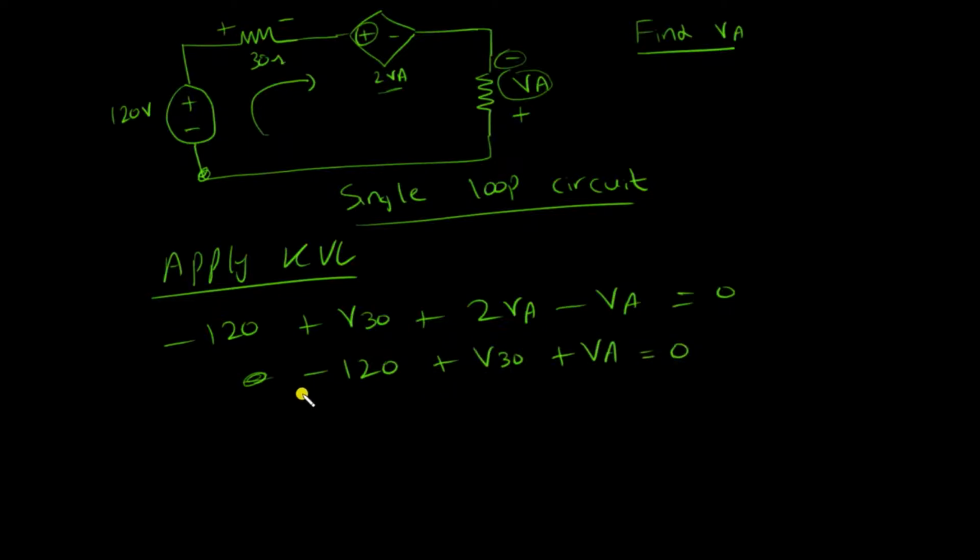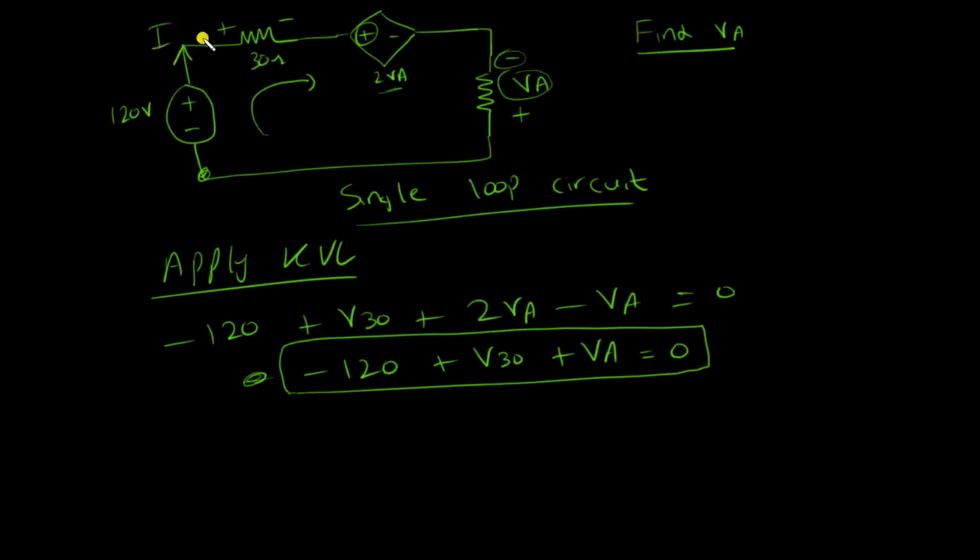The problem is that there are two unknowns and I have just one equation, so I need to transform this somehow. The easiest way is to define a current in the circuit. Because this is a single loop circuit, there is just one current moving across the entire circuit in the clockwise direction by convention. So I can write that V30 is basically the current times 30, which means 30I.